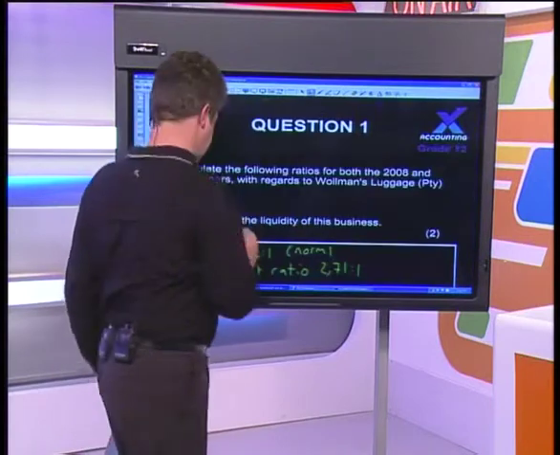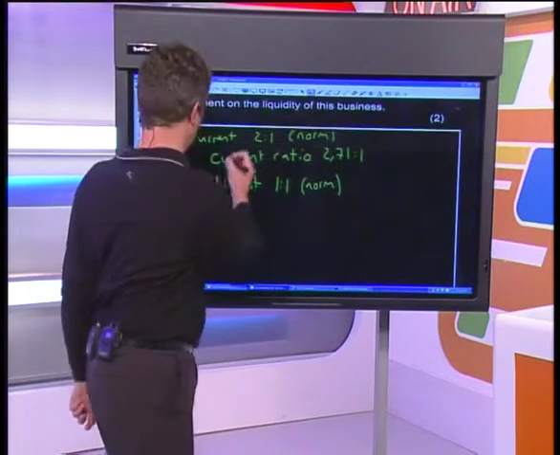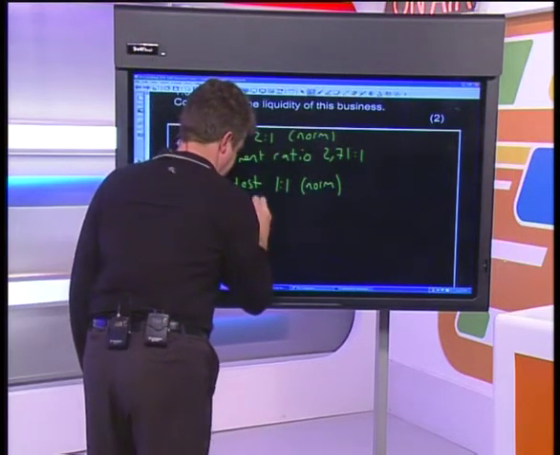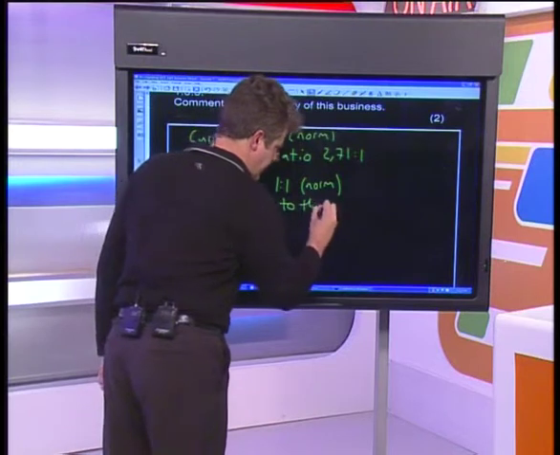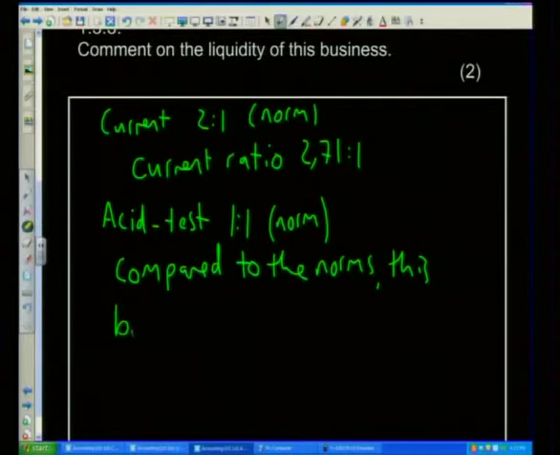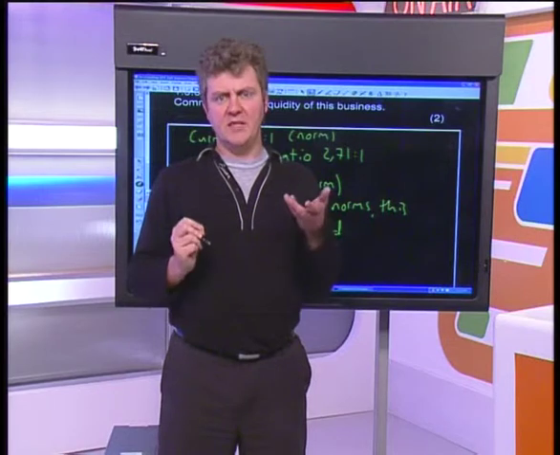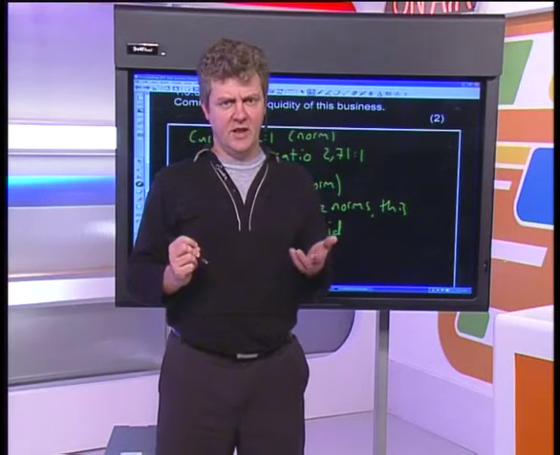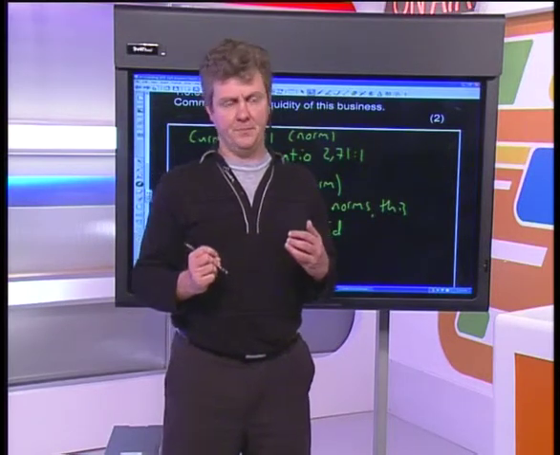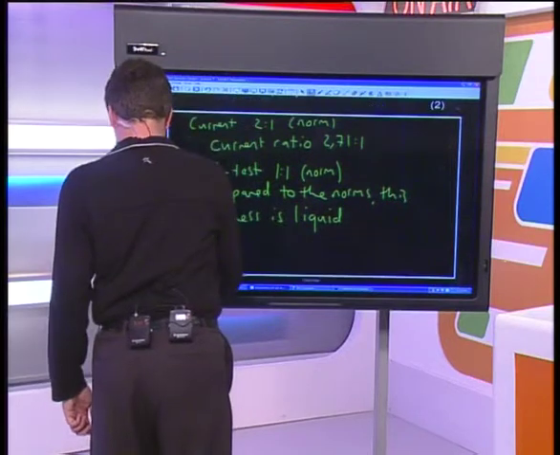So a good answer would be that compared to the norms, the business is quite liquid. This business is liquid. And you could also perhaps answer that the liquidity ratios are declining from previous years, which means that in the future, the business would have to make sure that it continues gaining enough current assets in order to pay off its current liabilities.